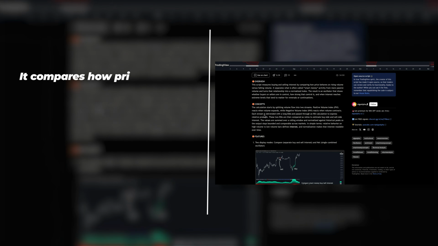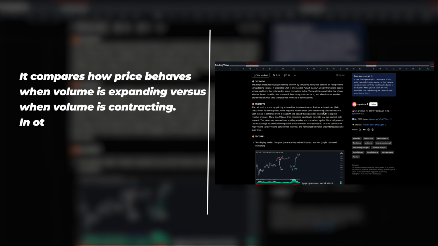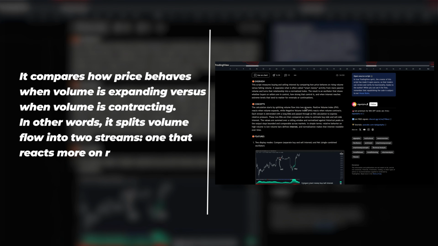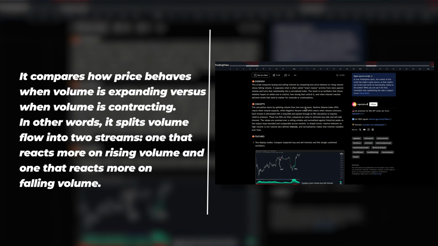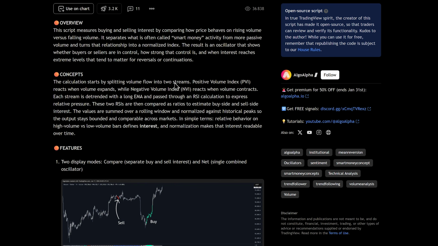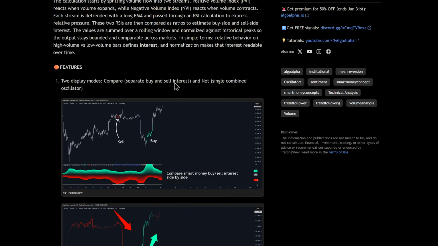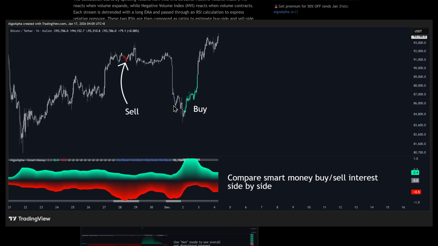It compares how price behaves when volume is expanding versus when volume is contracting. In other words, it splits volume flow into two streams, one that reacts more on rising volume and one that reacts more on falling volume. Each stream is detrended with a longer EMA and then passed through an RSI-style calculation to express relative pressure.